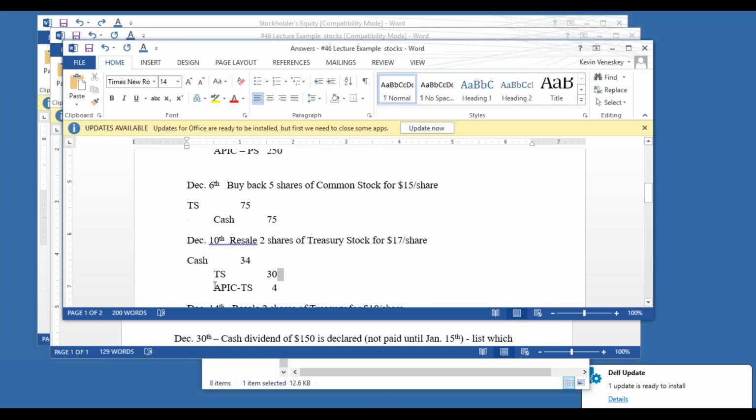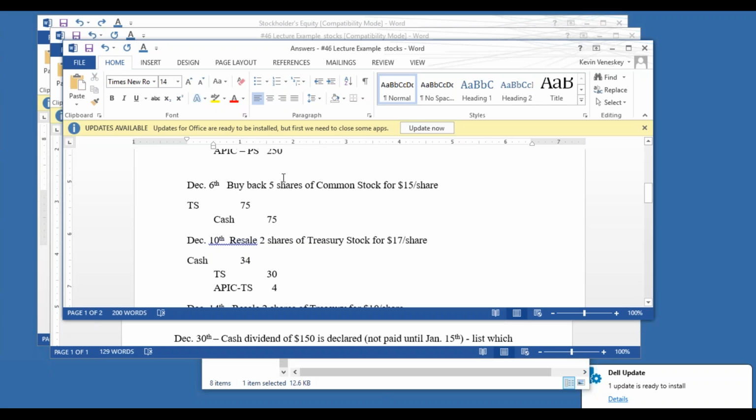And then like what I did with inventory, I need to get rid of my treasury stock at what I purchased it for, not what I sold it for. I purchased it for $15 a share. So that's why my treasury stock is at 30 bucks. 15 times 2 shares. And then whatever I'm still off, that is similar to a gain account. I actually earned money, and we call that the additional paid-in capital.